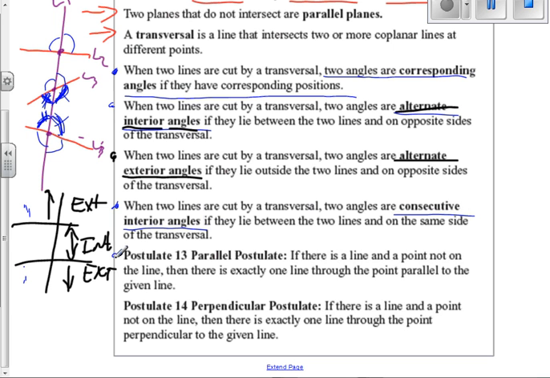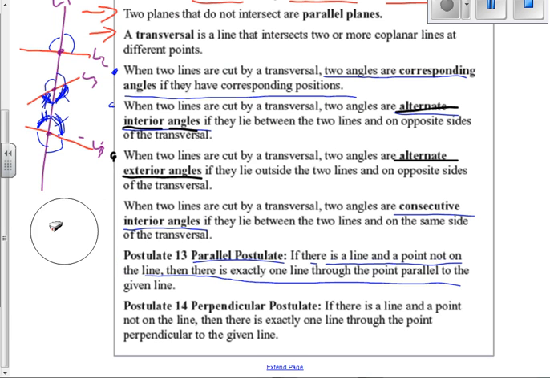Now we're looking at postulate 13, the parallel postulate. If there's a line and a point not on the line, then there's exactly one line that runs through the point parallel to the given line. So basically, if you have a line, and I have a point that is not on my given line, there's a line that runs through that point that is parallel to my given line. That's postulate 13.